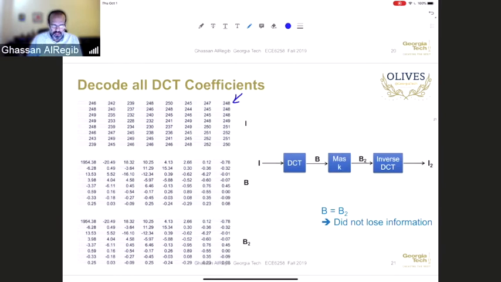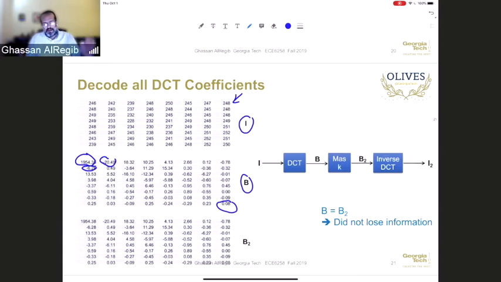So the first thing, I take the image I. Forget about the entire image, I just take an 8 by 8 block. Here is one of the 8 by 8 blocks. I call it I, and now I apply DCT to it. The output is B. This is the DC value, then this one is the next, and this is the next one. We do a zigzag, and we'll talk about that in a minute. This is the DCT coefficient with the highest frequency.